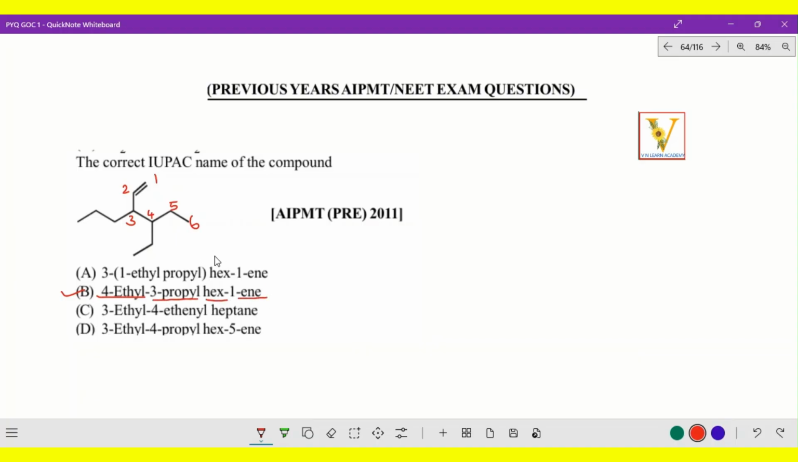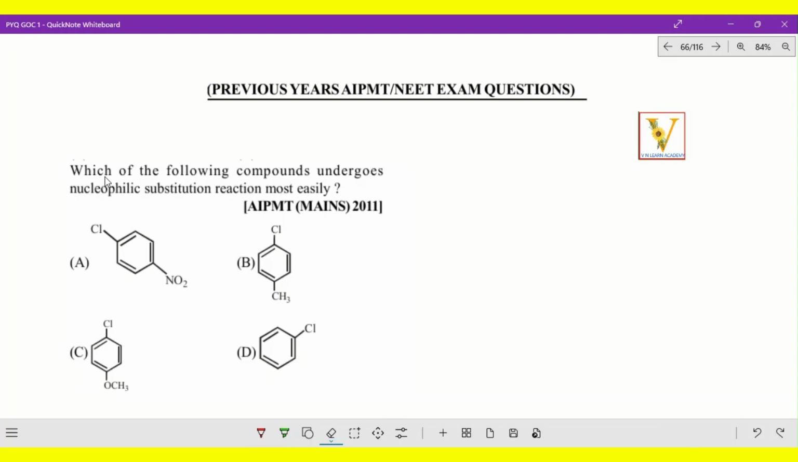So 6 carbons, hexane. Now here the double bond, hex-ene, 1-ene. At the first carbon only the double bond is there. Hope you got the clarity. This is a very simple question, but it looks somewhat different. So according to that priority, if you give the numbers in order, your answer will be exactly correct. Come on, let's go for the next question.